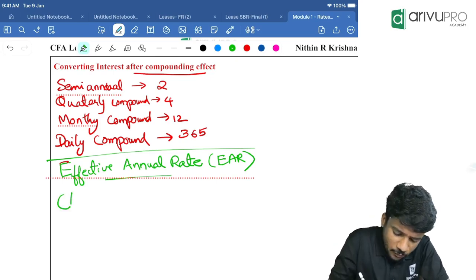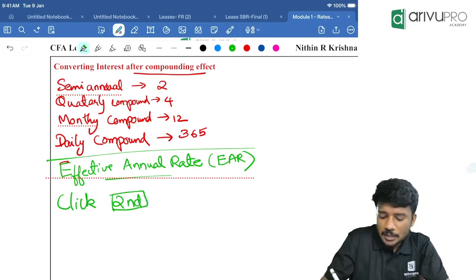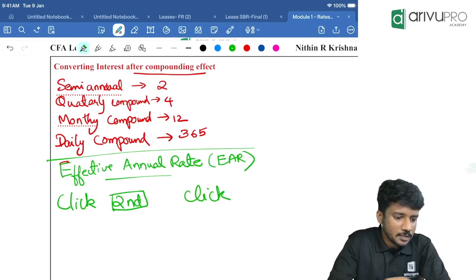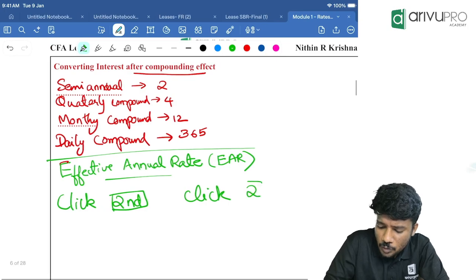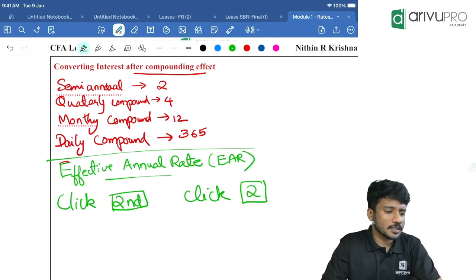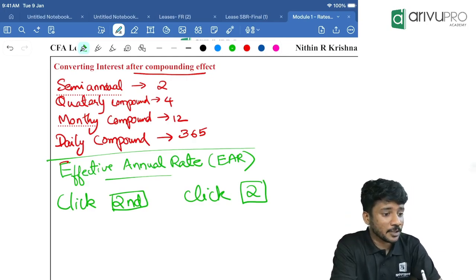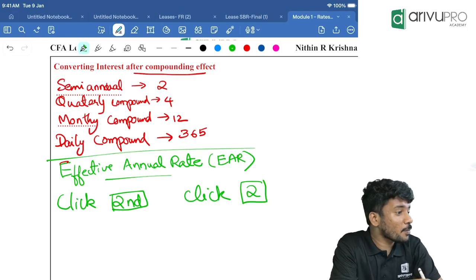Now first click the second button. Then click your second button again. Then click 2 on your calculator. Now you might see NOM is given. If you put the arrow down, there is EFF. Then if you put the arrow down, there is C by Y. C by Y is nothing but compounding per year.